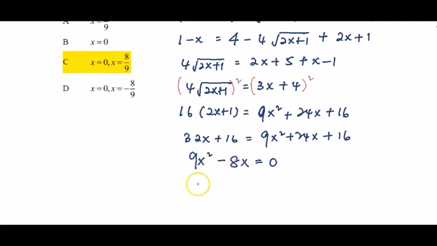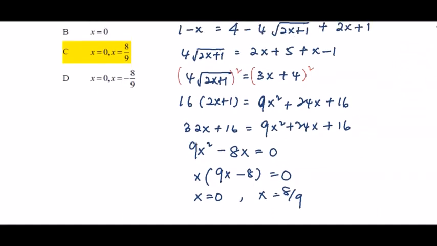To solve this quadratic equation, we're going to factor out the x. So I got the 9x minus 8 there in the bracket. Here I have x equals 0 and x equals 8 over 9.